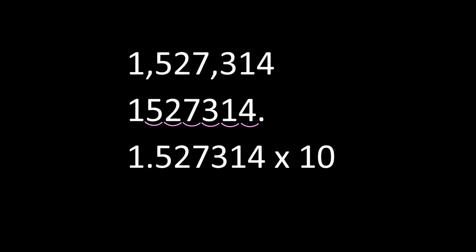And because this was a larger number, my exponent is going to be positive. So I've moved that decimal 1, 2, 3, 4, 5, 6 times. So my exponent is going to be positive 6. And this is how you write 1,527,314 in scientific notation.